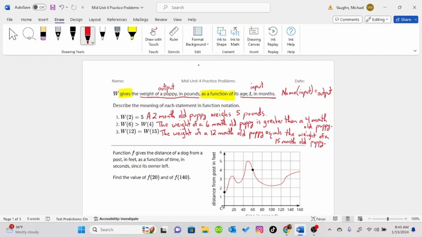So this question makes sure that you understand how to read the description of a function notation and then interpret what the function notation represents in the context of that description.